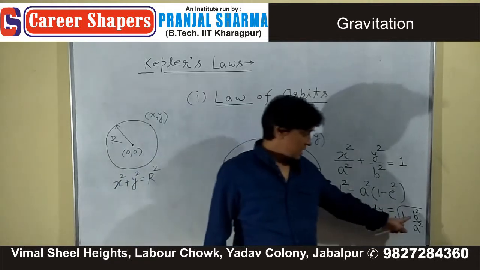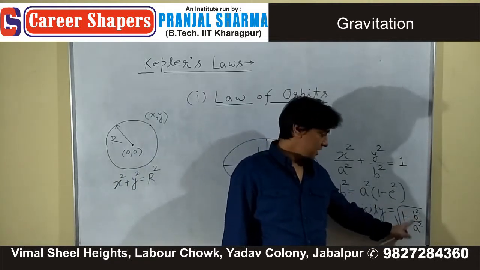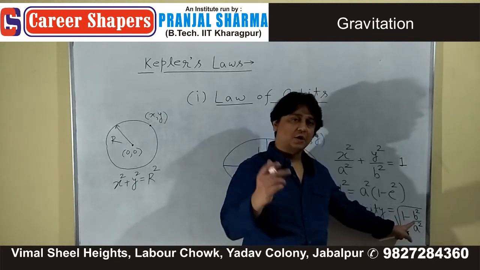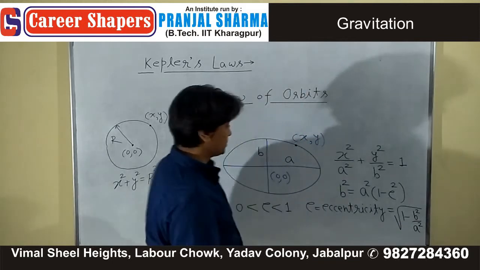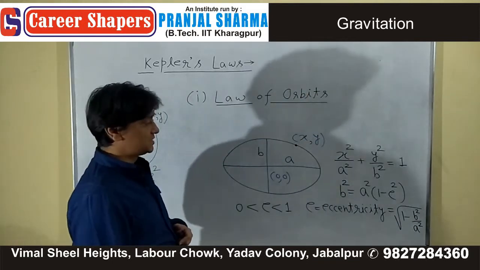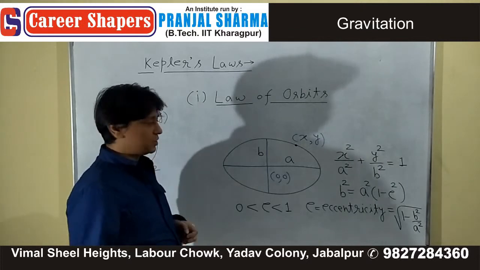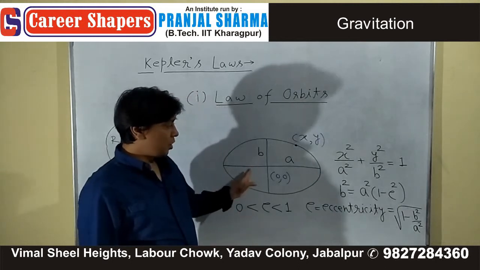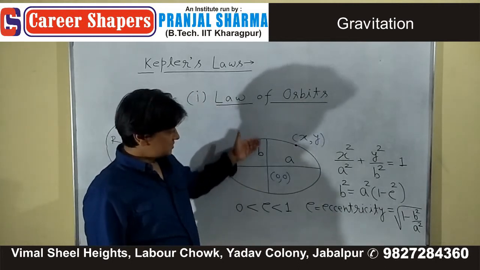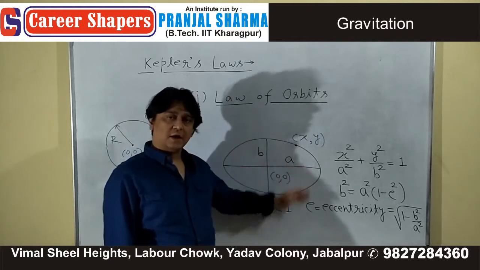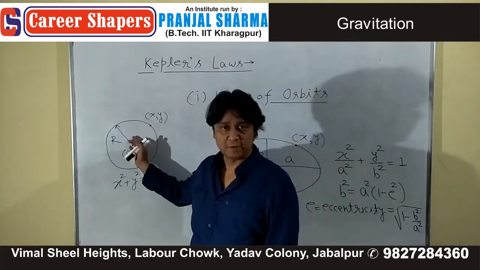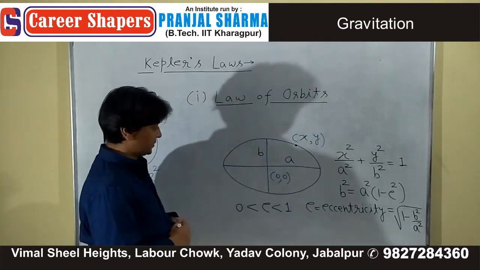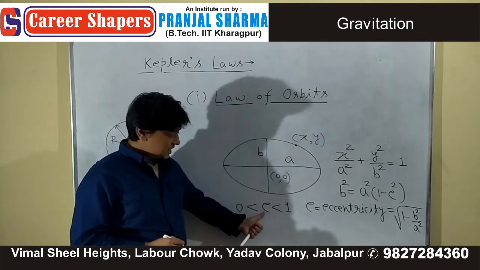For a circle, E becomes what? Look here. For a circle, you know that B and A both are the same. Then this is 1 minus 1 and you get E as what? 0. Circle, which is a special case of ellipse, has eccentricity 0. Eccentricity you can understand this way, how odd this side is with respect to this side. For a circle, they both are the same and therefore E becomes 0.